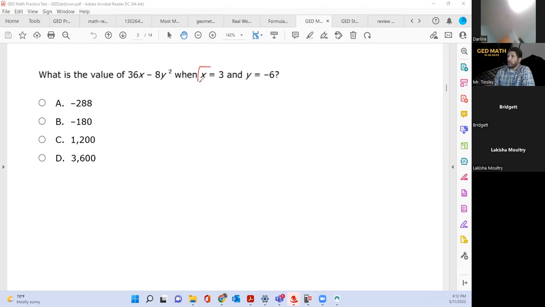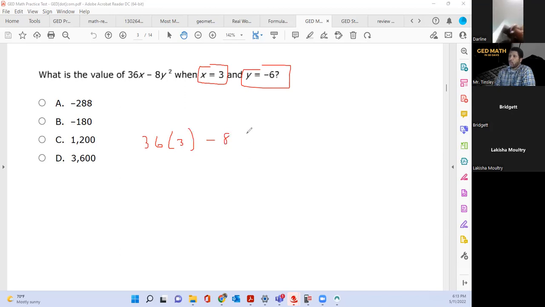Okay, so first of all, X is 3, Y is -6. So everywhere you see X, you're gonna put 3. Everywhere you see Y, you're gonna put -6. So 36X means 36 times X. So 36 times 3 minus 8Y squared. Remember I told you if it's negative, put it in parentheses. So (-6) squared. The biggest mistake people make is not putting that negative in the parentheses.